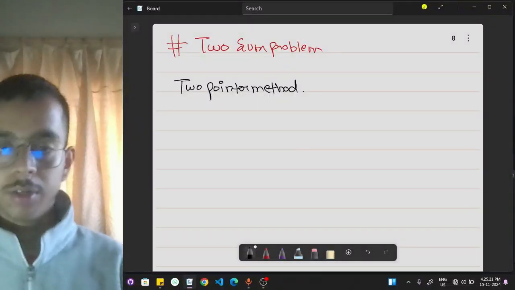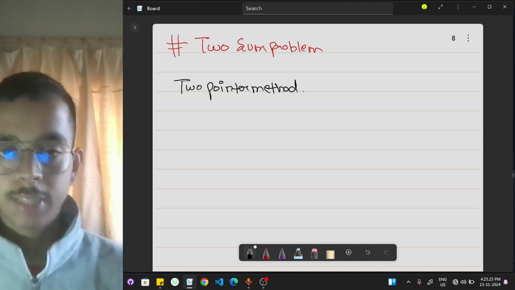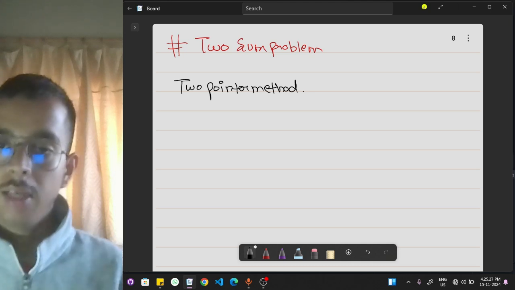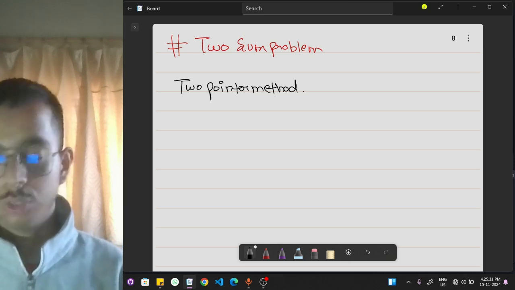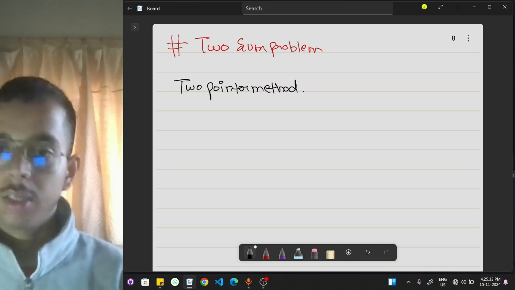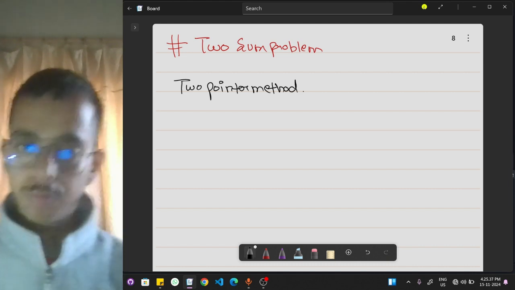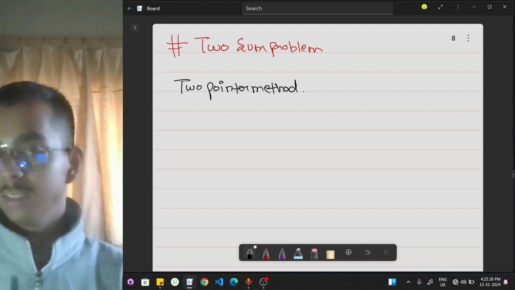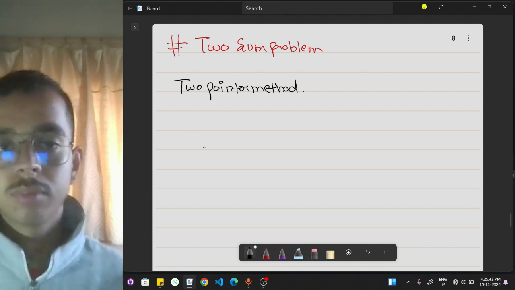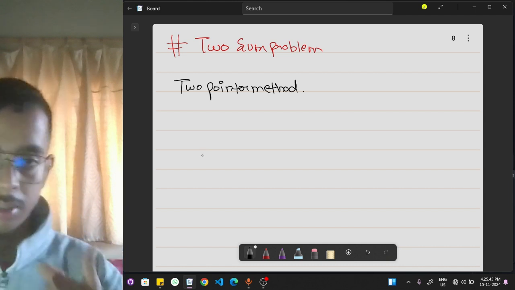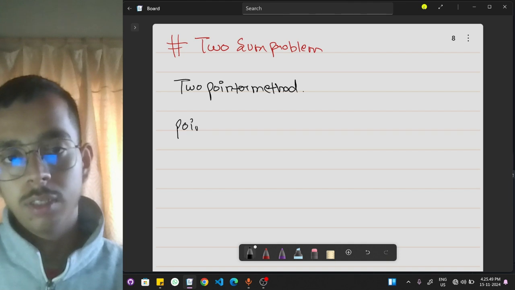So before we get started with the two sum problem, we should understand the concept of pointers in algorithms. Okay, this pointer is not the same as your C pointer or your C++ pointer. It is a very easy concept, relatively easy compared to that. So we'll start with what is a pointer.